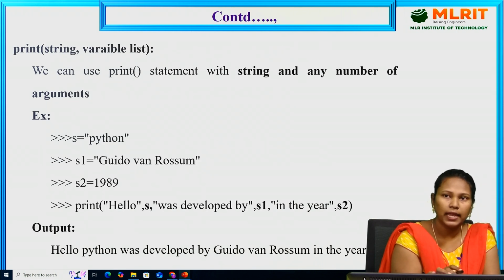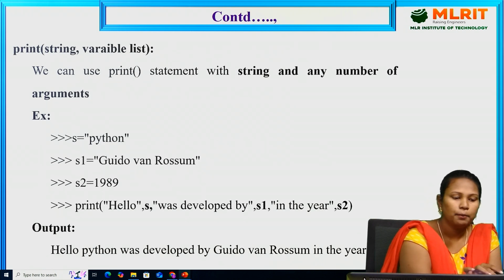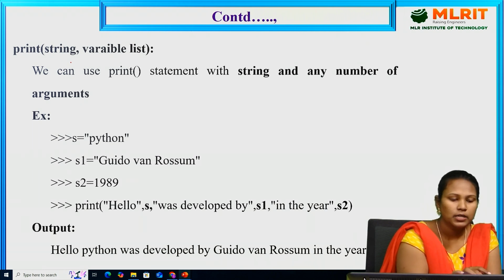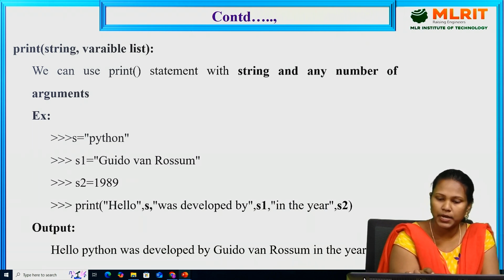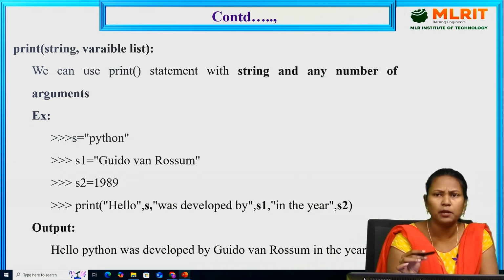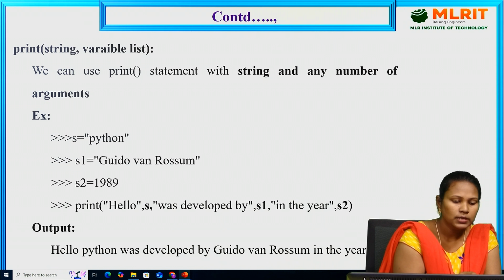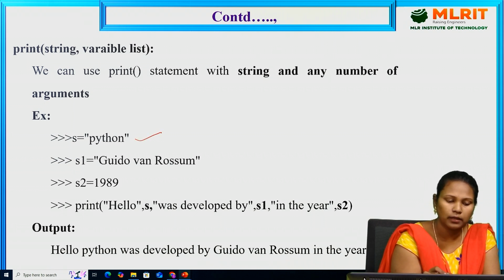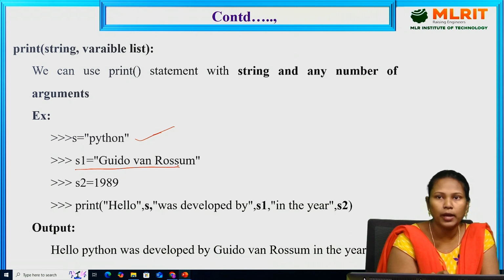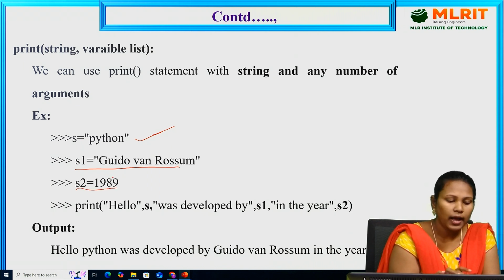The next one, another way of using print is print(string, variable list). So we can use the print statement with a string and any number of arguments. We can pass n number of arguments to the print statement. See the example, s is equal to "Python", which is one variable, s1 is equal to "Guido van Rossum", s2 is equal to 1989. So I want to print all these in a single line with the help of print only.